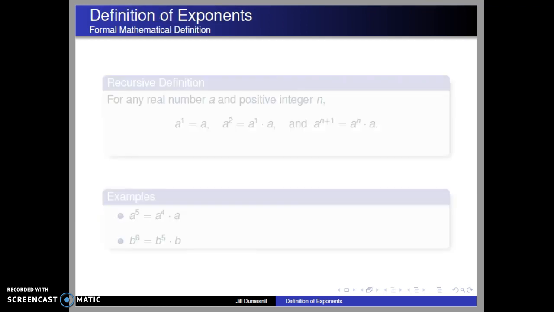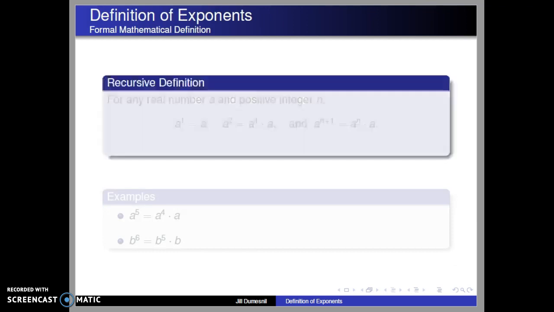For a formal mathematical definition, we give what's called a recursive definition. A recursive definition indicates how to get from one value to the next value by iterating a constant process. For any real number a and for any positive integer n, we start by defining a to the 1 equal a, and a squared equal a to the 1 times a.